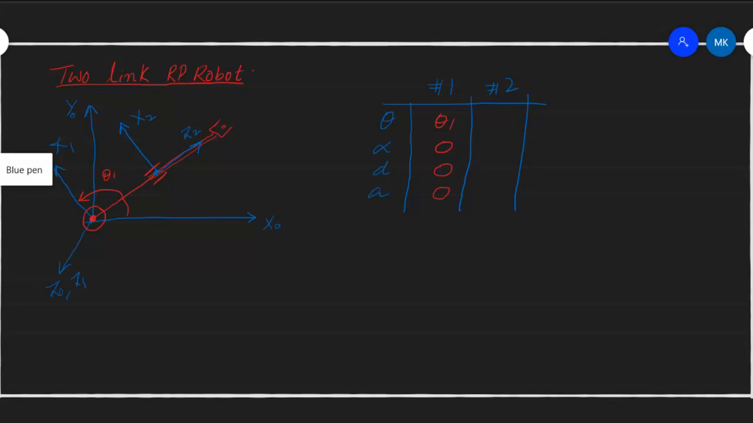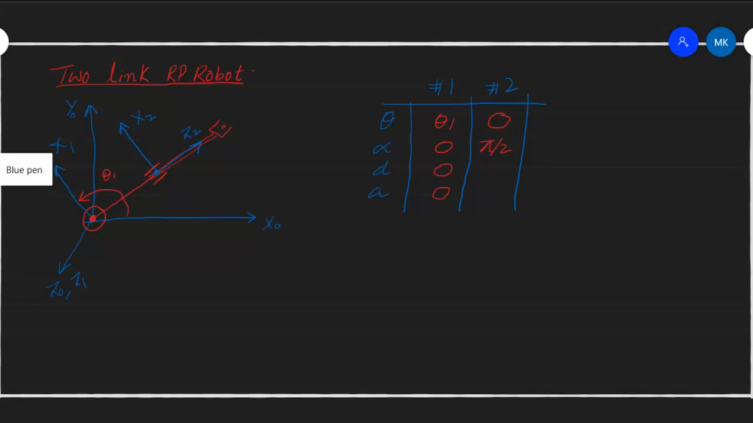For link 2, since it's a prismatic joint, the angle between x0, x1 and x2 is actually not varying. They are parallel, so theta will be 0. The alpha would be the angle between z1 and z2, so that is pi by 2. So alpha will be pi by 2 here, and d is now the distance between x1 and x2.